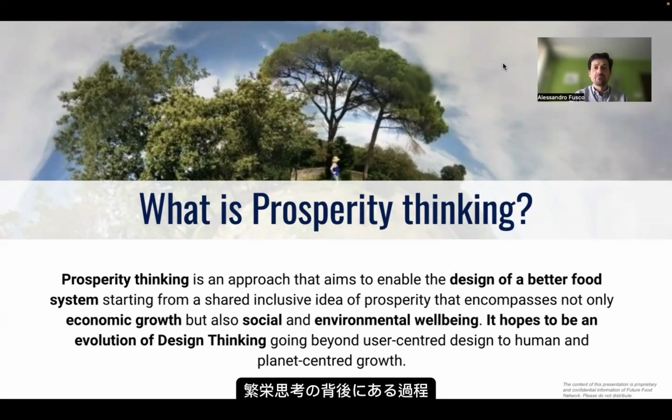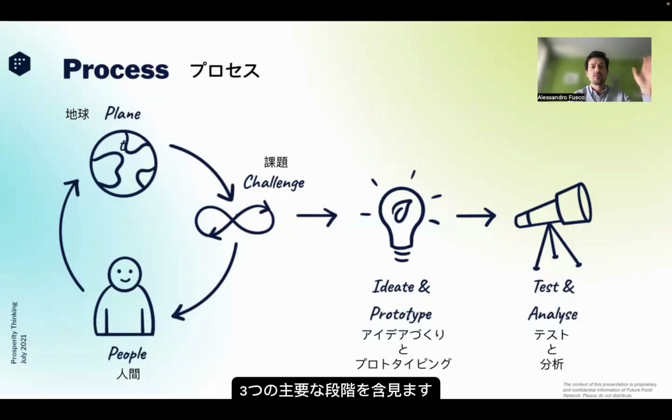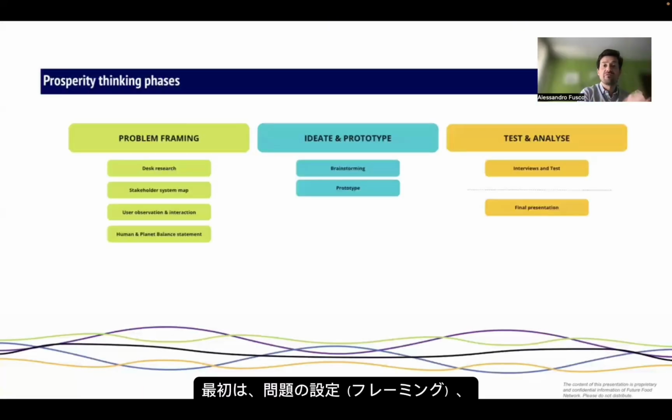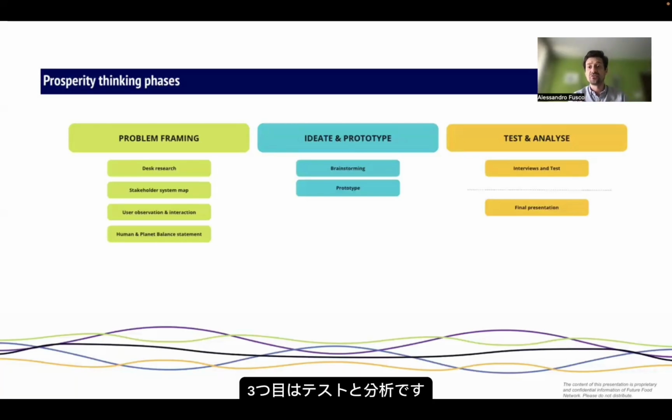The process behind prosperity thinking includes three main phases. The first one, problem framing. The second one, ideate and prototype. The third one, test and analyze.